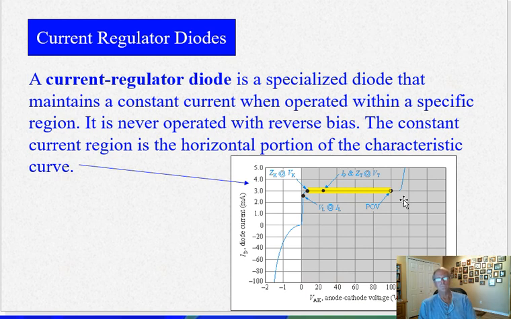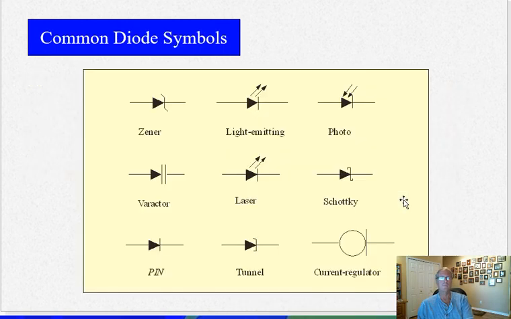Current regulator diode, a pretty specialized diode. We don't use these too much. I don't really come across them very much in my work. So we'll kind of blow past that.